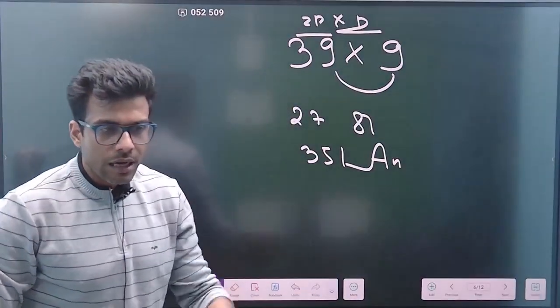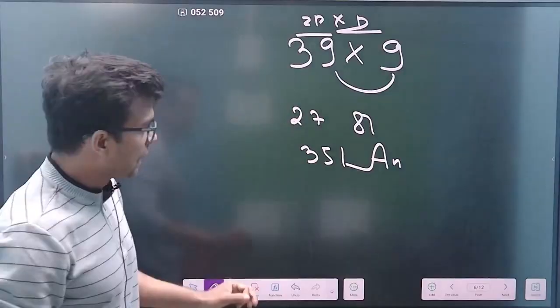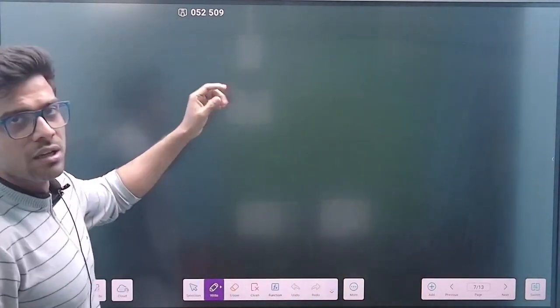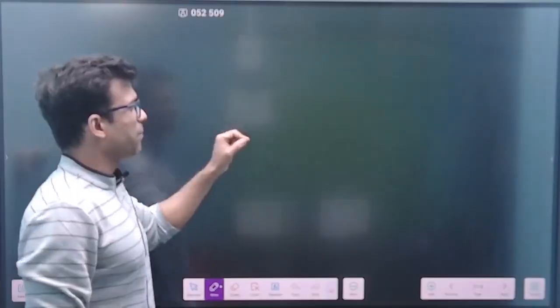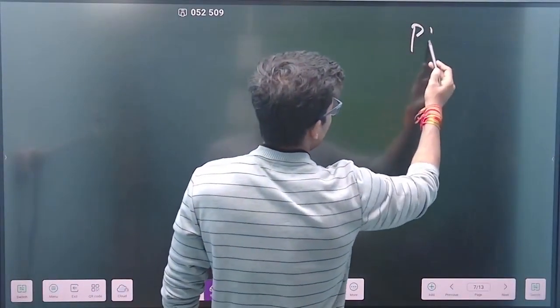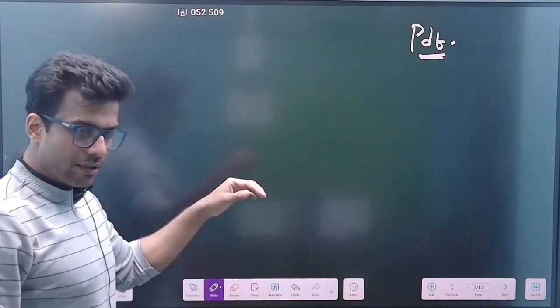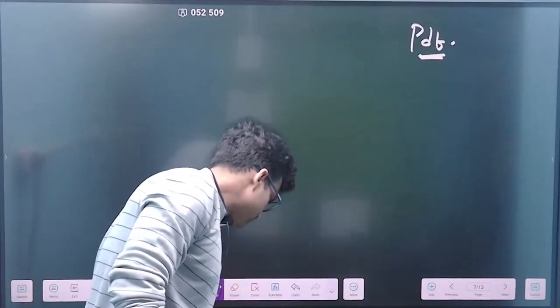Okay. Now let's come to today's class. This was the revision. I hope you got the trick. I have shared the PDF as well. Everyone, I have shared the PDF also, so you can go through the PDF and solve the problems through this method. You will have a practice. Is it right?